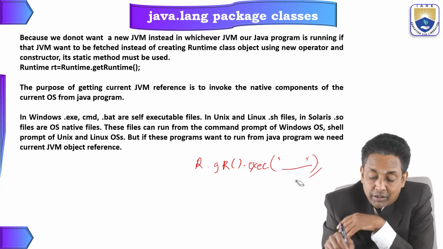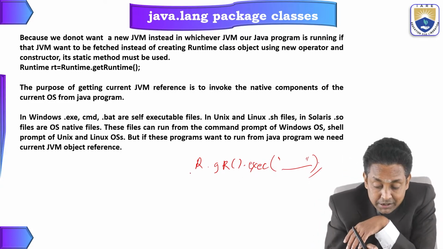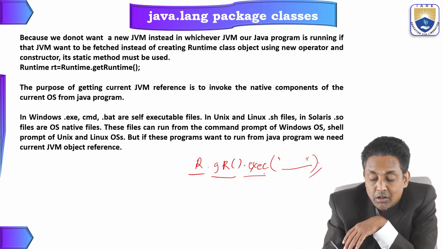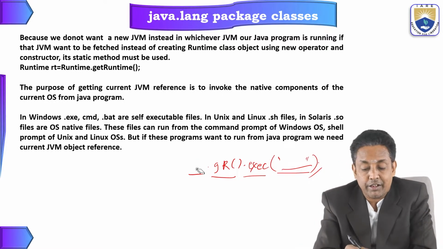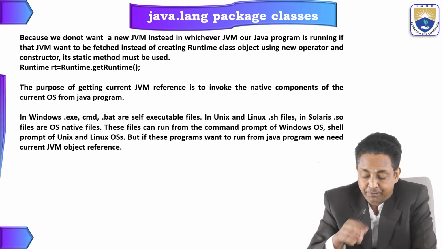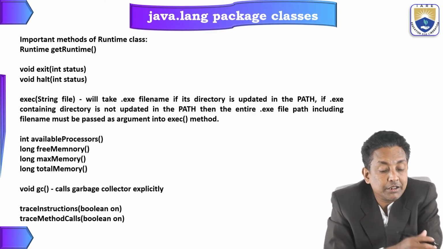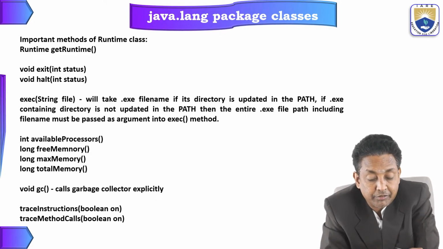So if you want to invoke them, you can call Runtime.getRuntime. Runtime class has a static method called getRuntime. The current JVM reference will be returned. The exec function will take any executable file as argument. That given executable file will be executed. Exit is already completed. Exec is what we have just taken.